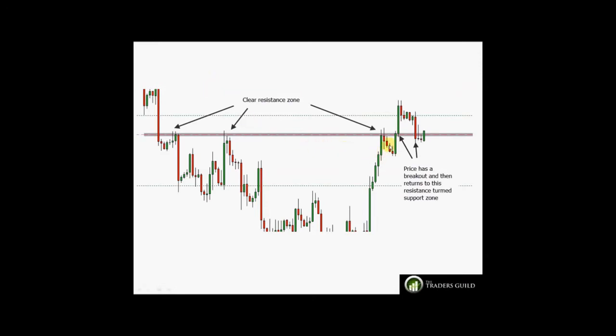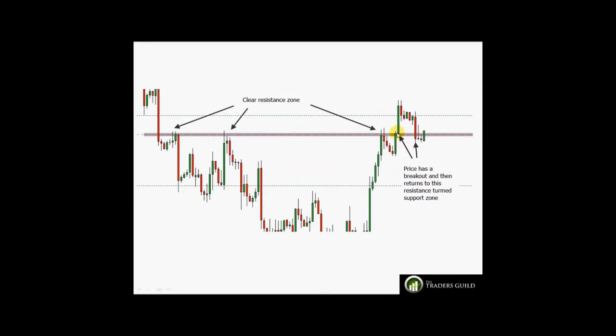Now, firstly, this is the third or fourth attempt at this resistance zone, and as I've said in previous videos, we've concluded that the more times price hits a resistance zone or supply demand zone, the weaker it's becoming. So it's no surprise that we eventually see a breakout of this resistance zone.